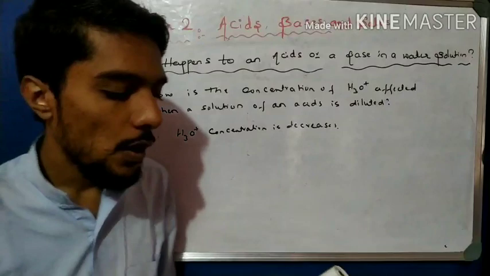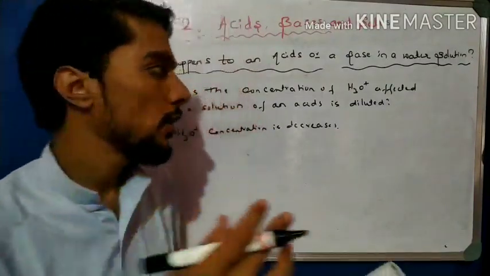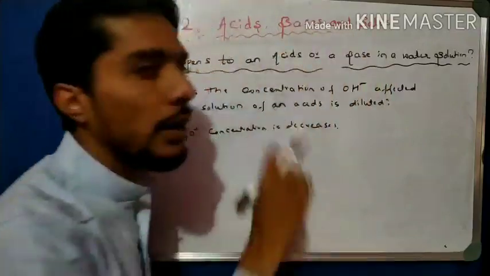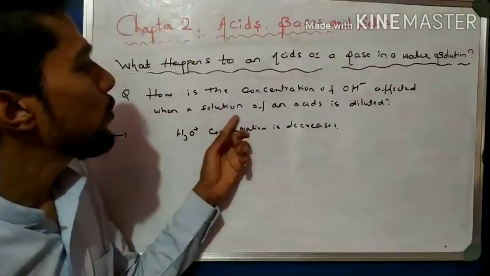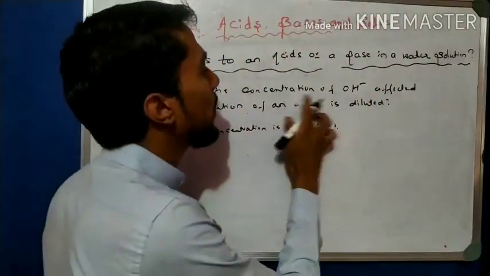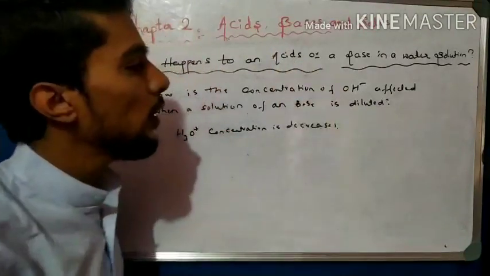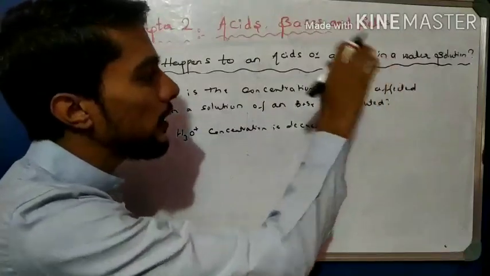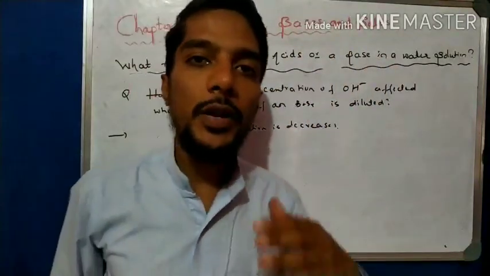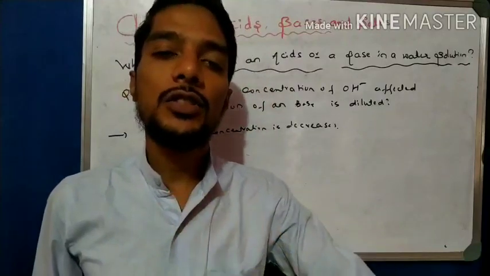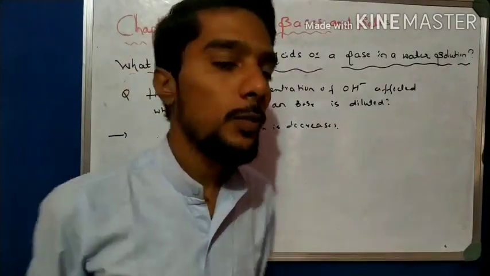The other one: how is the concentration of hydroxide ions affected when a solution of a base is diluted? It is also decreased. It is a base, so OH minus ions also decrease. So in the dilution process, whether acid or base, there is a decrease in the concentration of H plus ions and OH minus ions.